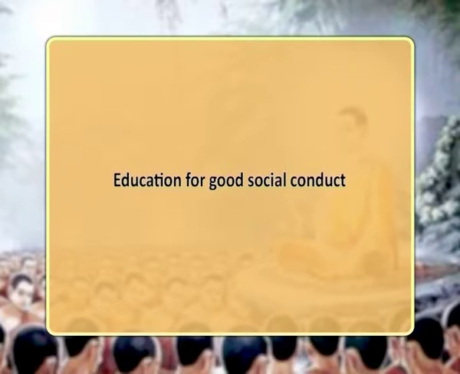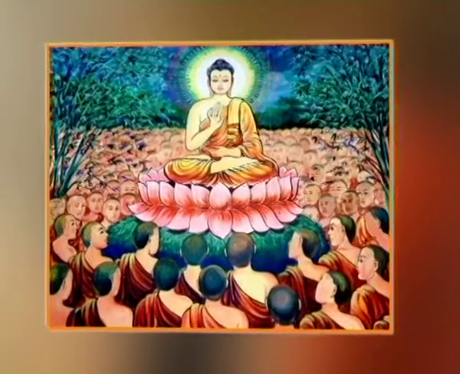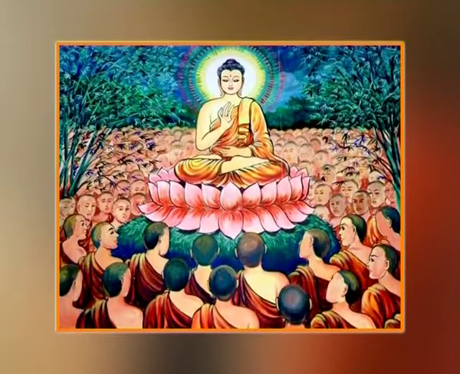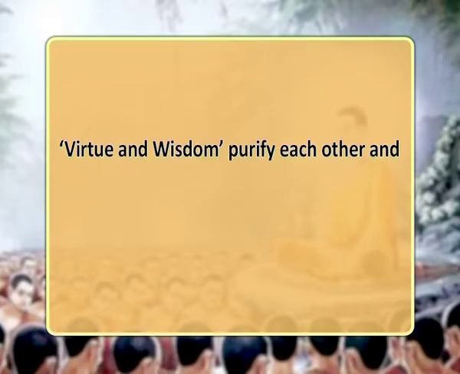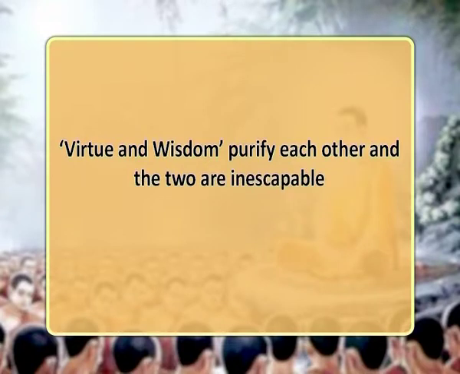The fifth aim is education for good social conduct. Buddha's philosophy believed in the welfare of human beings in general. Stress was therefore given on sympathy and piety. Too much stress was given on the training of conduct of the disciples. According to Buddha, virtue and wisdom purify each other, and the two are inescapable.